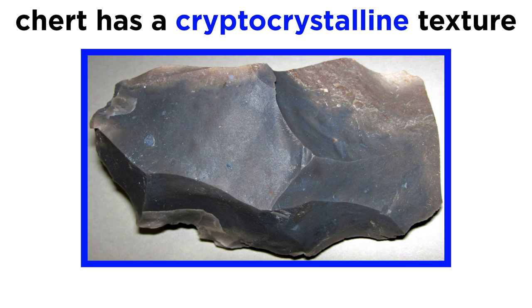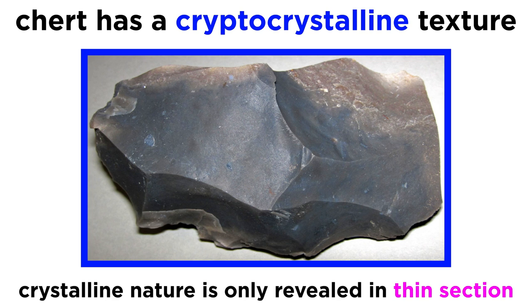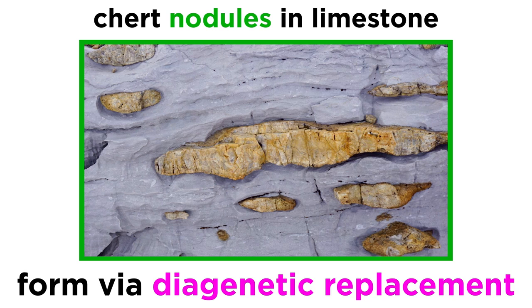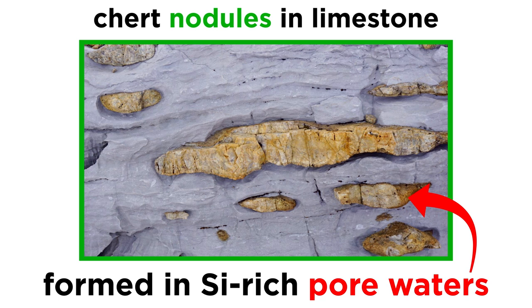Chert has a cryptocrystalline texture, meaning that it is so fine-grained that its crystalline nature is only vaguely revealed in thin section, or a microscopic slide made of rock. Chert sometimes occurs as nodules in other sedimentary rocks, especially limestone. Nodular chert is thought to form via diagenetic replacement of the original rock. This would occur in areas of the basin that develop silica-rich pore waters, supplied by the dissolution of siliceous oozes at the sea floor, which can later seep into the sediment pile.